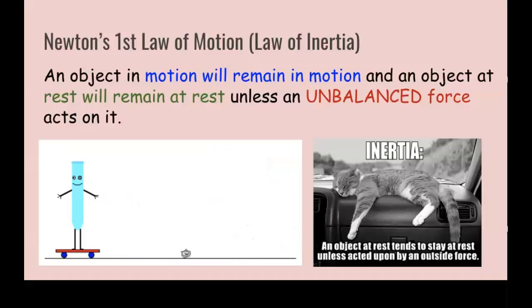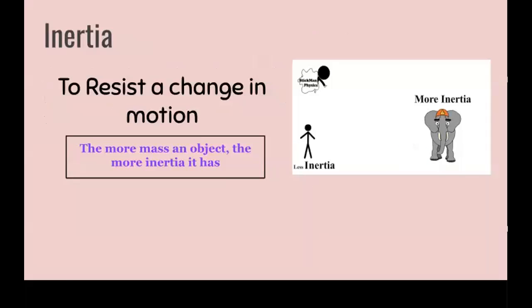We know Newton's first law has to do with an object being in motion or an object being at rest, and that not changing unless you have an unbalanced force. We also know that resistance to change in your motion is inertia. And inertia is going to be affected by the mass here.